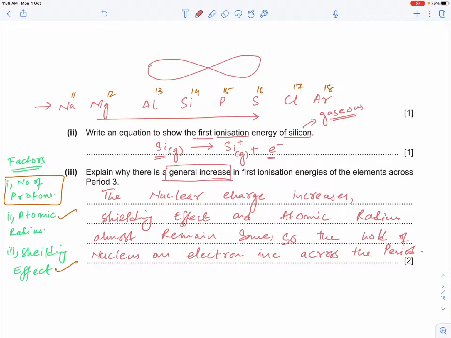That means the valence electron is present in third shell, right? So that means atomic radius is same, and if radius is same, number of shells are same, that means shielding effect would also be same. And if there is no change in the shielding effect or atomic radius, that means on increasing nuclear charge, it would become difficult to remove electron, and ionization energy will increase. There will be a general increase in the ionization energy.